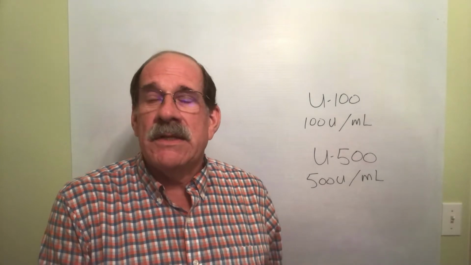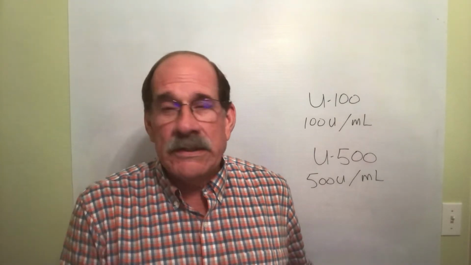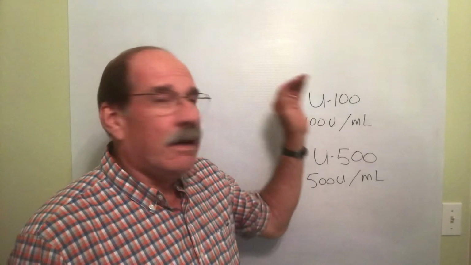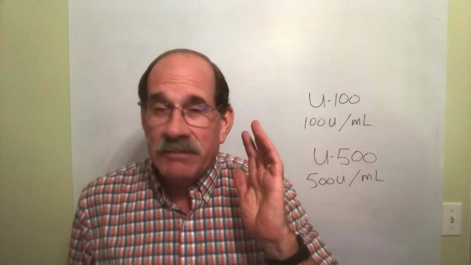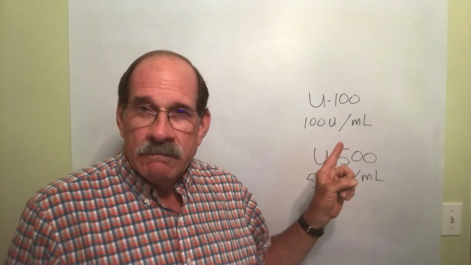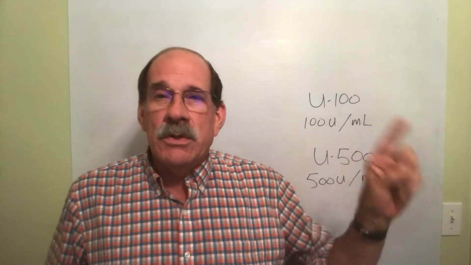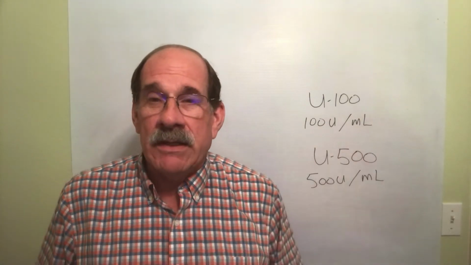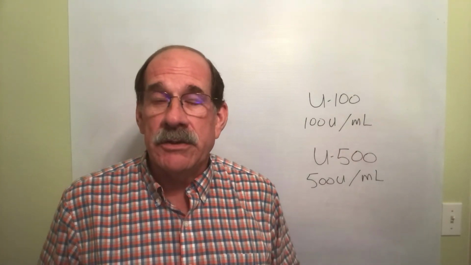I'll show you more detail, but if you're told to give 46 units, U100 insulin, you just mark the insulin syringe at the 46 unit mark. That's it. So you don't do any math, but you still need to know what this means. So just know what U100 insulin means. There's 100 units per milliliter.